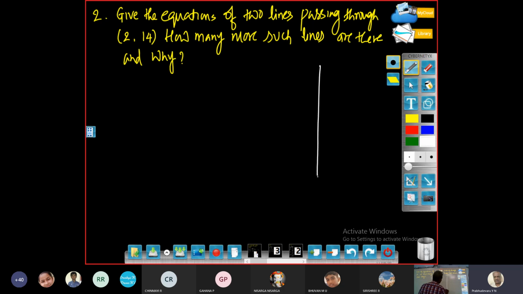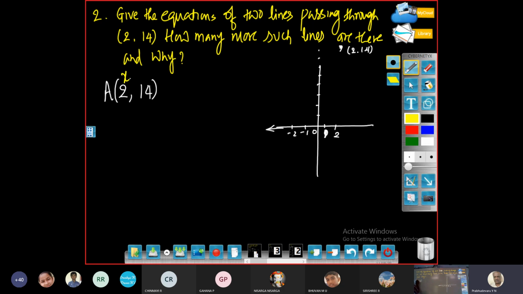Suppose I draw a line like this through 2, 14. Here this is 1, 2, 0, minus 1, minus 2 like that, and 1, 2, 3, 4, 5, 6, 7, 8, 9, up to 14 somewhere here. Let us assume this is 2, 14. Through this point, how many lines are possible? And you have to give the equation. Let us assume this is A. X represents the first coordinate, and y is the second coordinate.